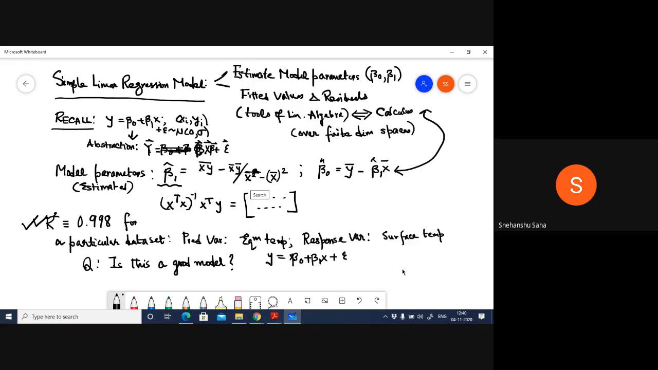Exactly. If both the predictor and the response variables come from the same set of observations, as in this particular case, the units of both of these variables are either in centigrade or in Kelvin, right? So the scale of measurement is the same.